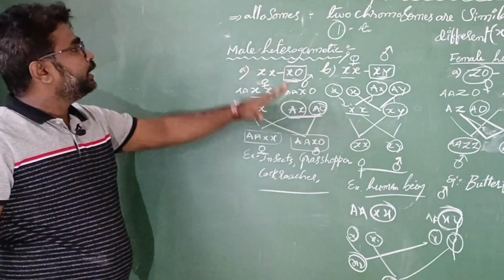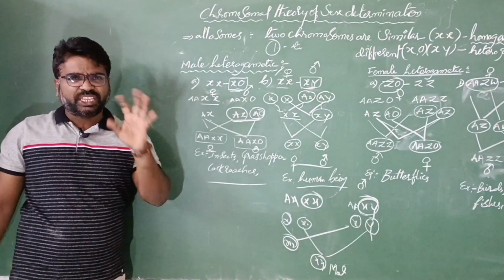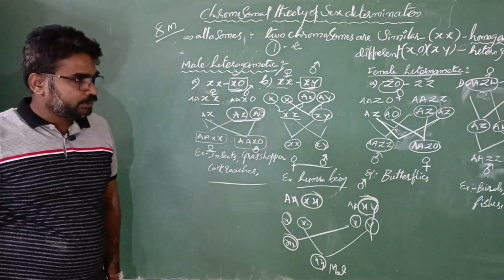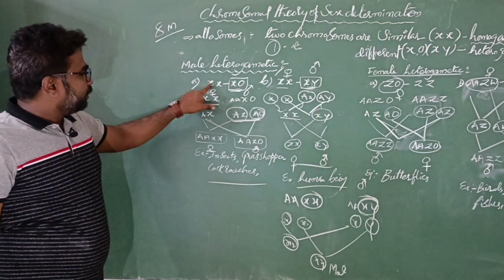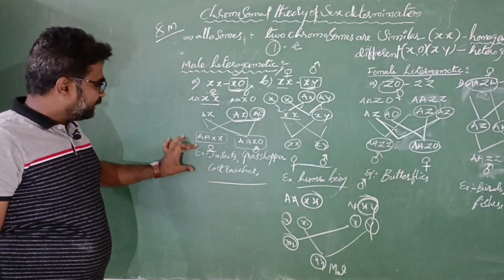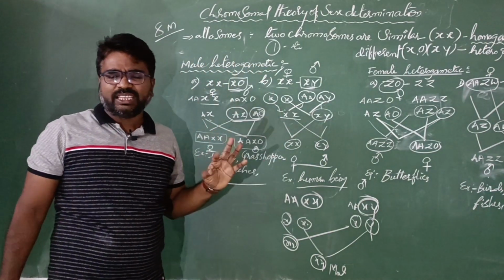This is regarding the chromosomal theory of sex determination. Very easy, and many times they may ask you for 8 marks. So very simple. Remember the type and example. This is very easy and very simple.